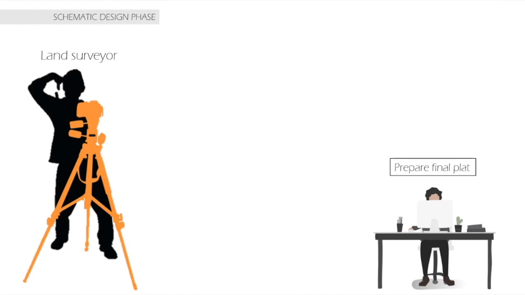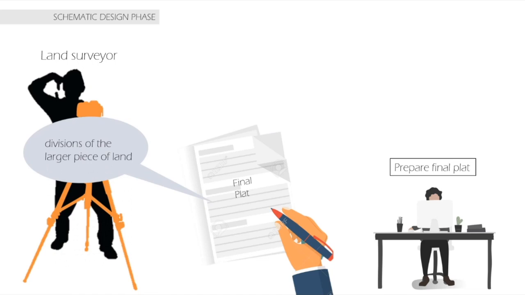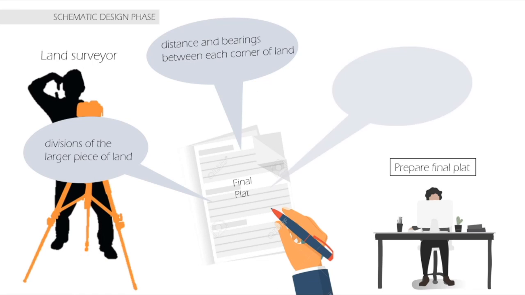The land surveyor will prepare a final plat. The final plat includes the division of the larger piece of land, distance and bearings between each corner of land, and new roads that exist or are to be built between the sections of land.